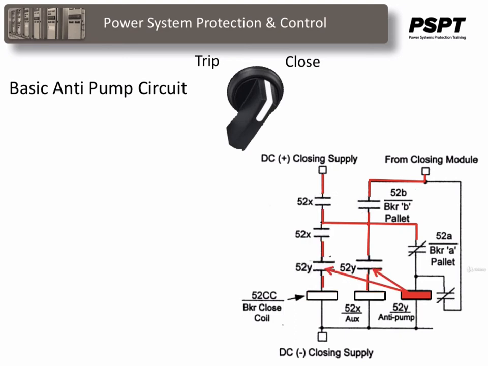This relay opens its normally closed contacts, 52Y, de-energizing and opening the close circuit to it. The other 52Y normally closed contact drops out the 52X relay. The 52Y relay seals itself in and remains sealed in as long as the close switch is held on.